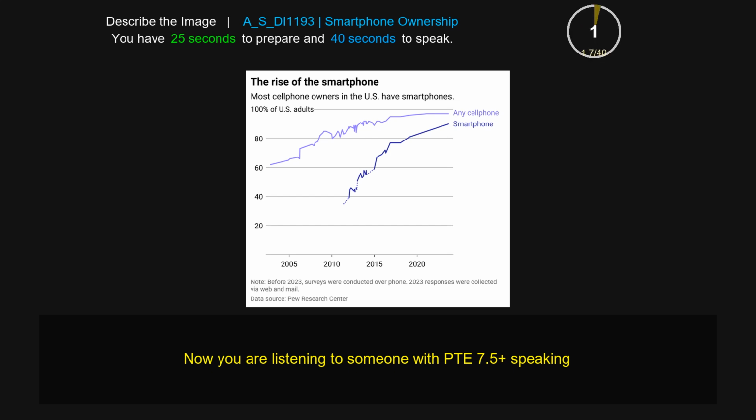In this picture, we see the line chart comparing any cell phone and smartphone for the rise of smartphone, and the most cell phone owners in the US have smartphones. On the x-axis, we can find the years ranging between 2005 and 2020, and on the y-axis, we see the percentages from 0 to 100%. We can see that between the years of 2005 and 2010, there were no smartphones. However, with the introduction of smartphones, the number of cell phone owners has gone up, and we see that over the years smartphone numbers have gone up, with most happening post 2020.